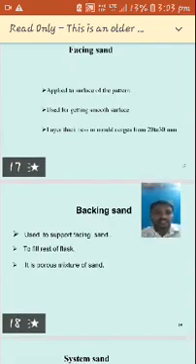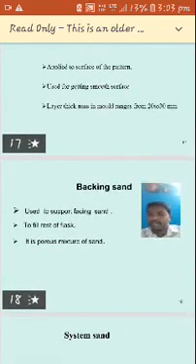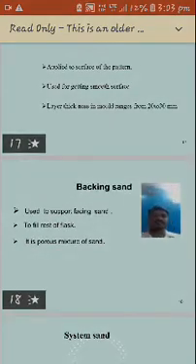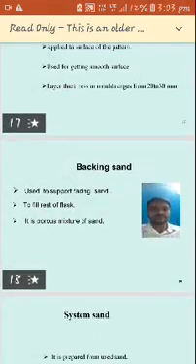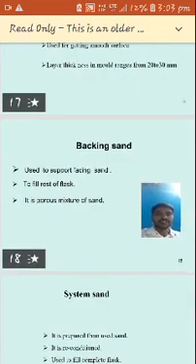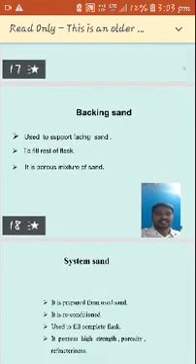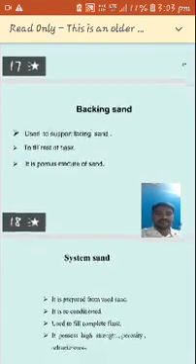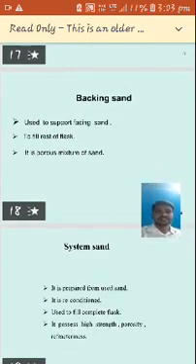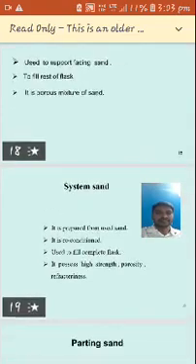And then the next one is backing sand. It is used to support the facing sand and to fill the rest of the flask. That is its purpose. It is a porous mixture of sand. That is called backing sand.